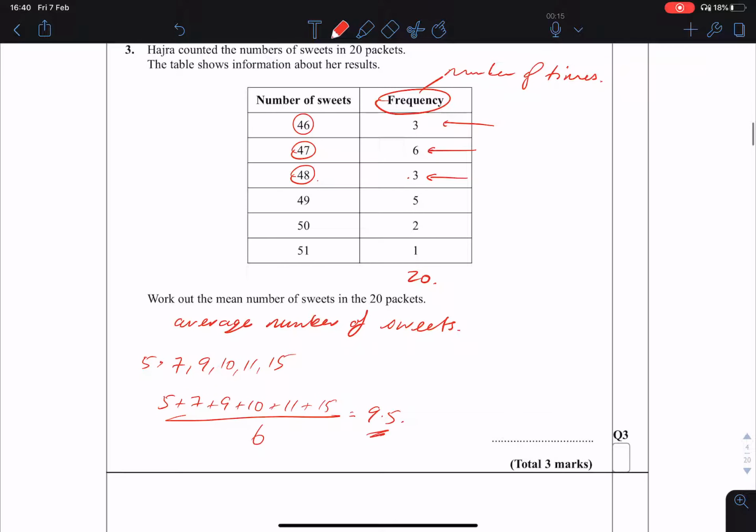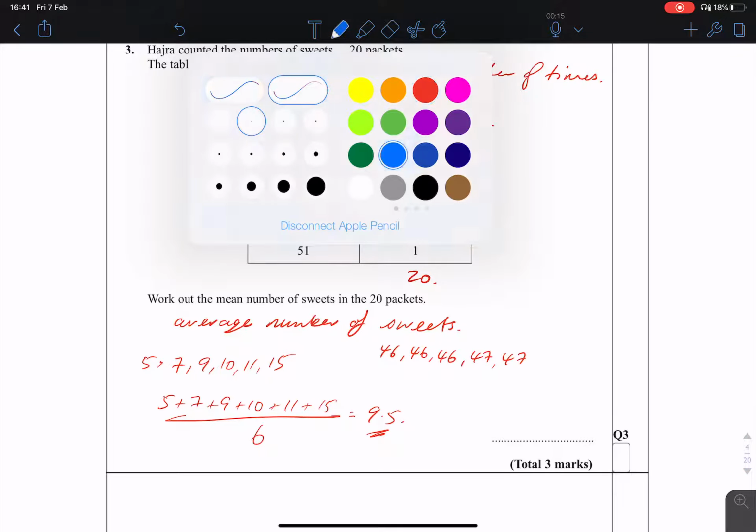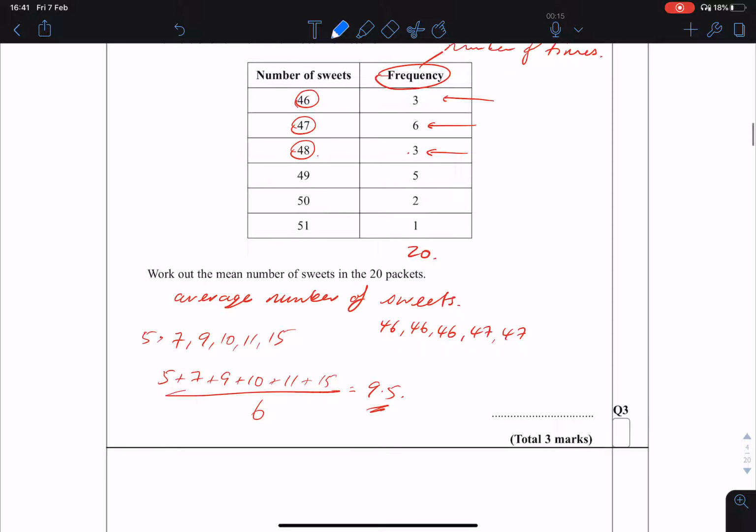But here, what we've got is essentially 3 46s. So these numbers, the sweets here, those are the pieces of information that we have. So we've got 46 sweets. We've also got another 46 sweets. We've got another 46 sweets. Then we've got 47 sweets and another 47. And I've got 6 of those. So instead of writing them all out, I'm going to write it in a different way. I'll write it in blue because we all like blue.